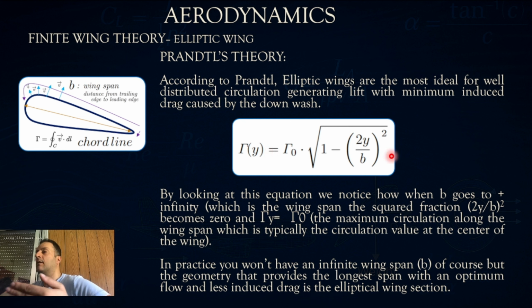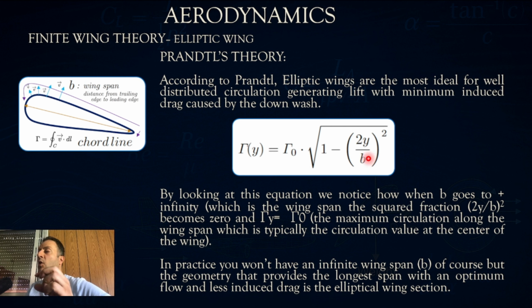Of course, this is theoretical because the wingspan is always a finite value, but the longer the wingspan is, the better the circulation would be. This is what we mean by that. So gamma y is equal to gamma 0 when 2y divided by b becomes 0. That's when b, or the wingspan, is infinity, which provides the perfect circulation, of course.